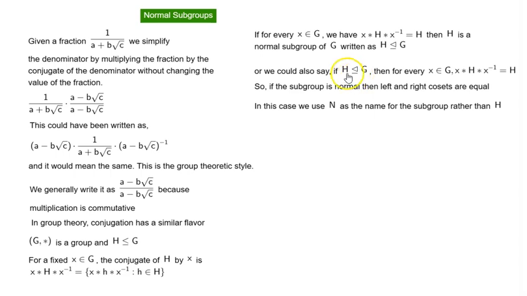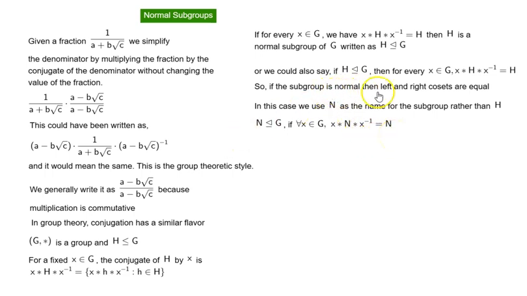Normally, if we know that something is a subgroup of a group, you might have noticed in all the previous sessions, we have been using H for a subgroup and G for a group. But if we know that the subgroup is a normal subgroup, then we use capital N as the name for the subgroup rather than H. So here, this would be written as N is a normal subgroup of G if for all x in G, x times N times x inverse is equal to N.